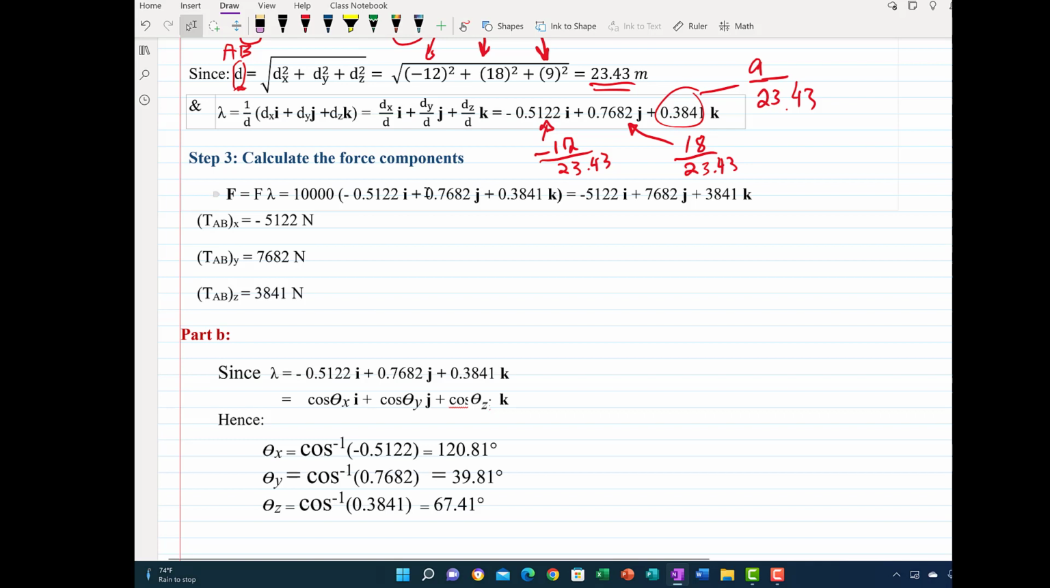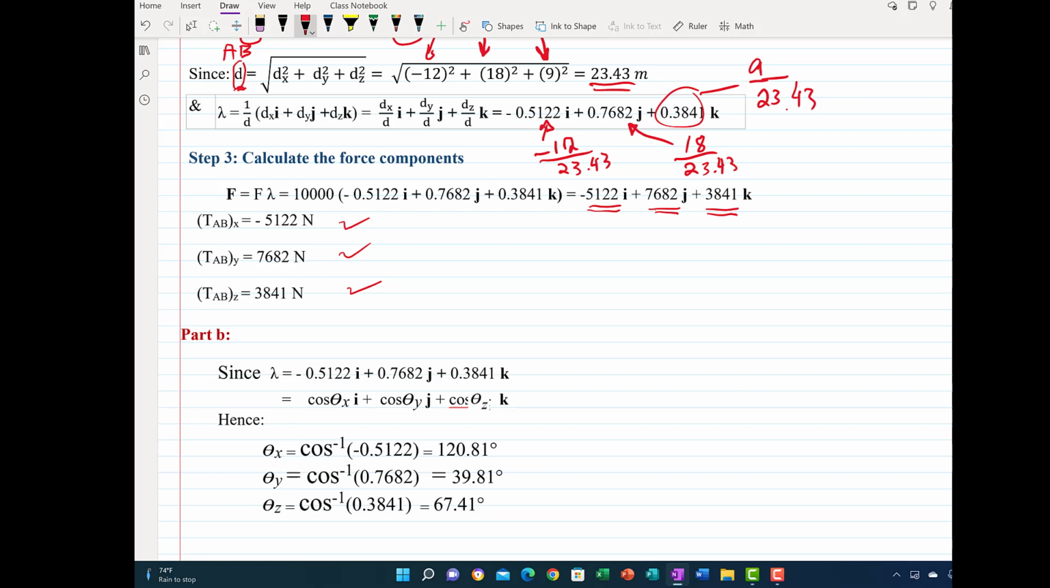So now I have the three components. I did the multiplication and found this value is the x component, this is the y component, and this is the z component. As you can see, the x component is in the negative direction, the y component in the positive direction, and the z component in the positive direction. This is how I calculated the three components by just applying the methodology.